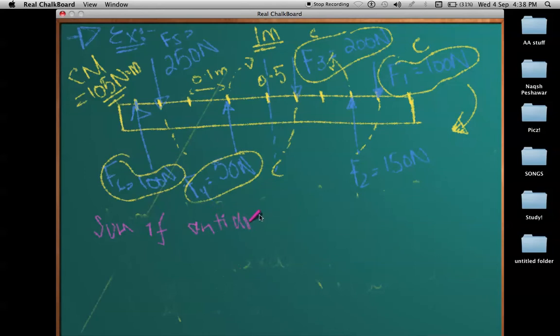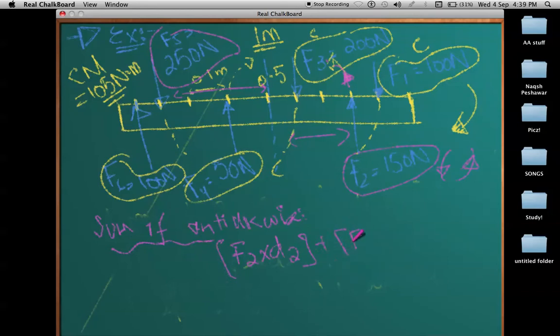We know that for the anti-clockwise moments, let's see the forces that produce an anti-clockwise moment. Does this force produce an anti-clockwise moment? Yes, it does. This is anti-clockwise. You can see this is taking it in this direction. This does produce an anti-clockwise moment. So this is one force. This force also produces an anti-clockwise moment. You can see it brings it like this. So this is our other force. So the sum of anti-clockwise moments would simply be F2 times D2, plus this force times its distance, F5 times D5.